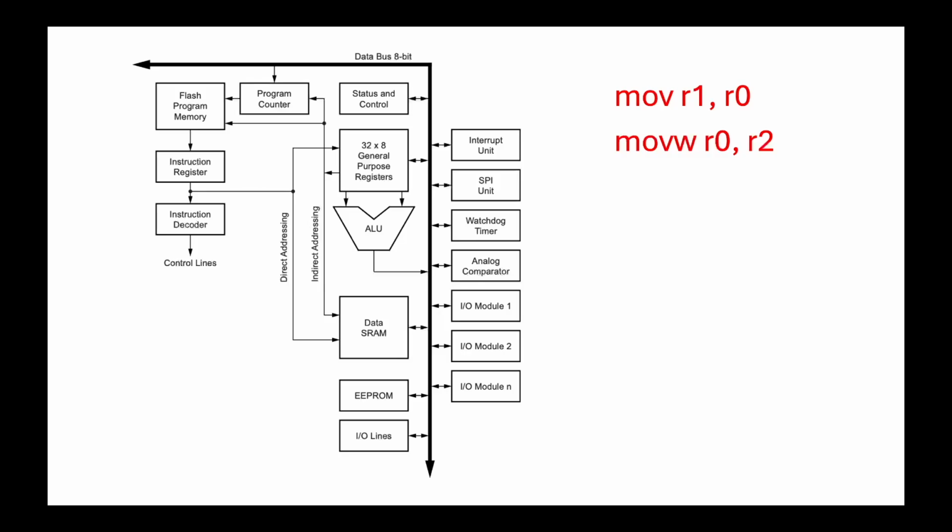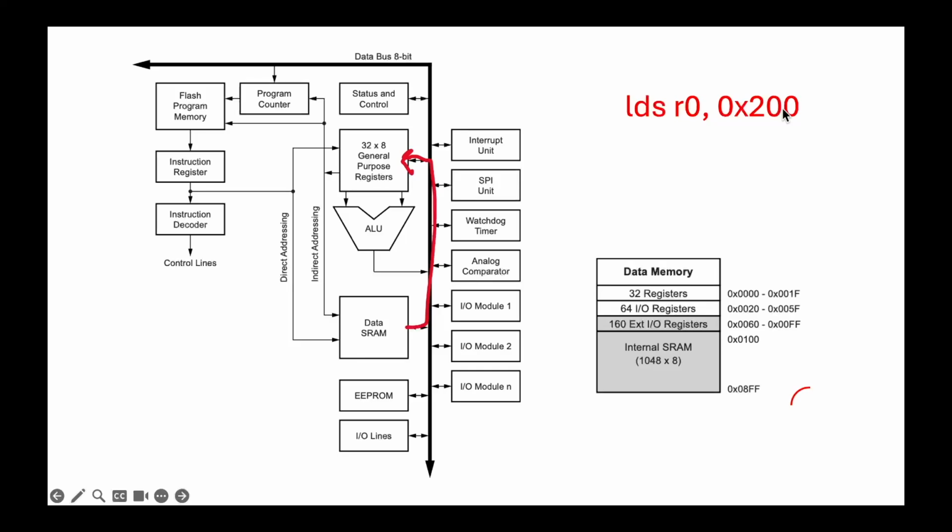So let's take a look at the next type of data transfer instruction, which is a load. This loads directly from a data memory location. In this case, the data memory location is 200 hex, and 200 hex corresponds to an SRAM location in our case. So this is taken from the datasheet too.